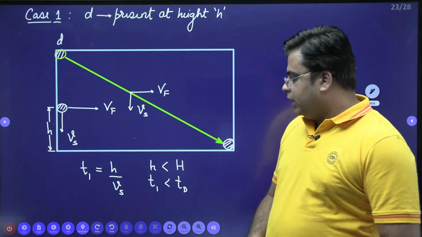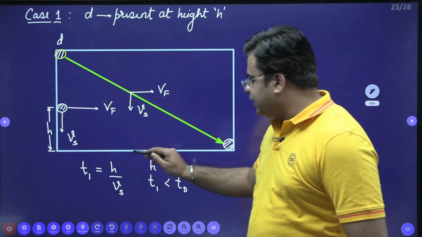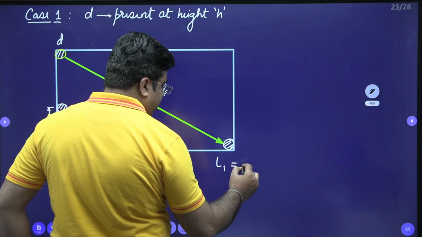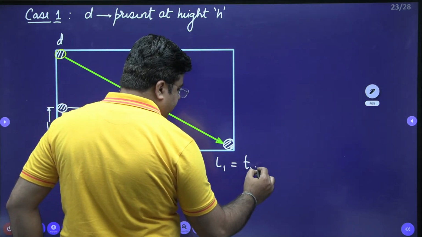Now in this time T1, the length L1 travelled by the particle is equal to T1 into Vf.